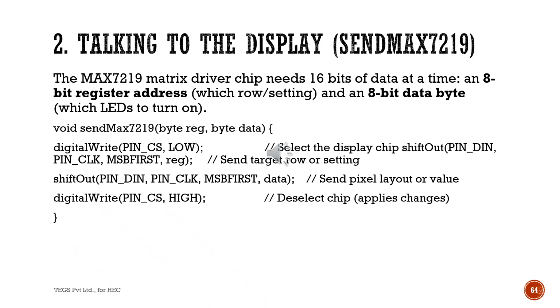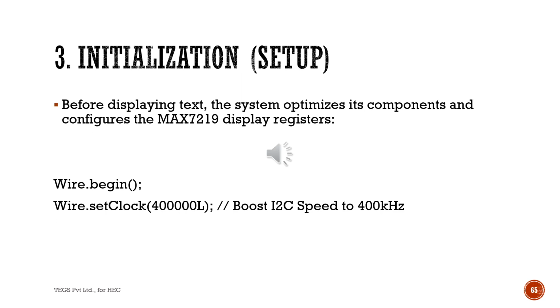Section 2. Talking to the display. The MAX7219 matrix driver chip needs 16 bits of data at a time: an 8-bit address register which gives the information on the row setting, and an 8-bit data byte which turns the LED on or off. The function is given below. The initialization, section 3. The code is given in the setup.